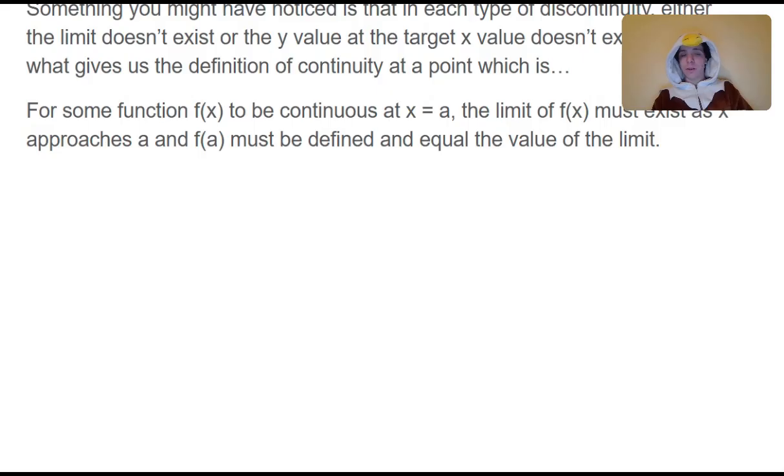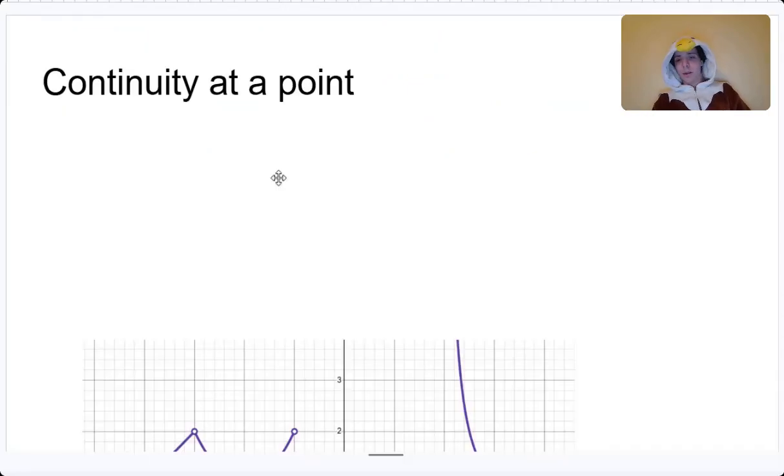So that means for the function to be continuous at a point, the limit has to exist and the actual y value has to exist. And the y value also has to equal the value that it's approaching. Like you can't have a point that jumps up suddenly. So let's look at an example of continuity at a point.